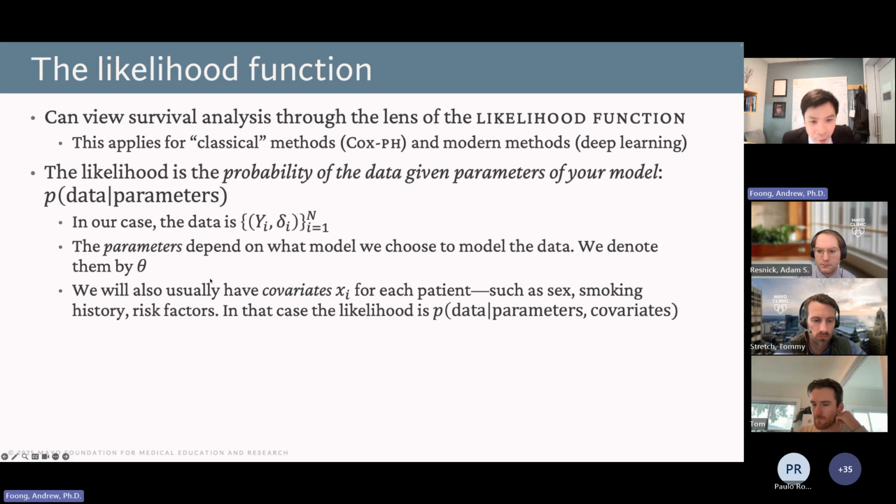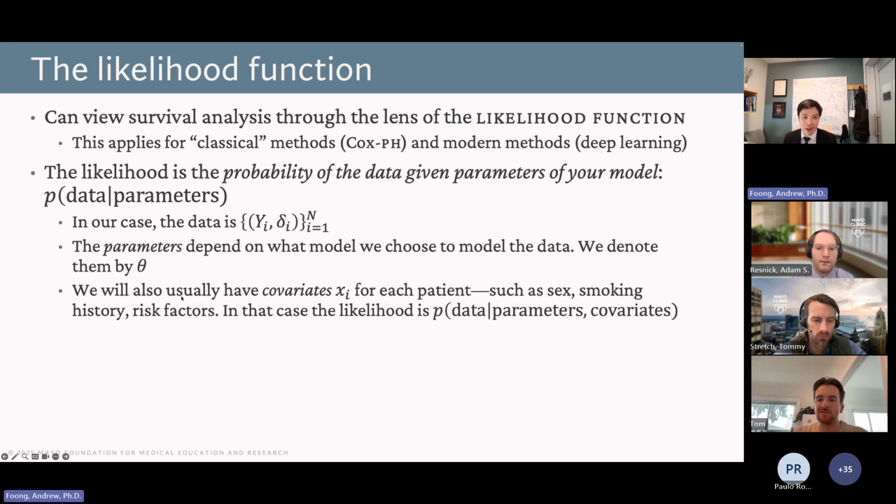The parameters depend on what model we choose to model the data, the probabilistic model. Depending on the different kind of model we use, whether you use neural networks or not, that is going to change the way that we choose the parameters, and it's going to change how the parameters affect the likelihood. We're going to denote the parameters by theta, because that's common practice in deep learning.